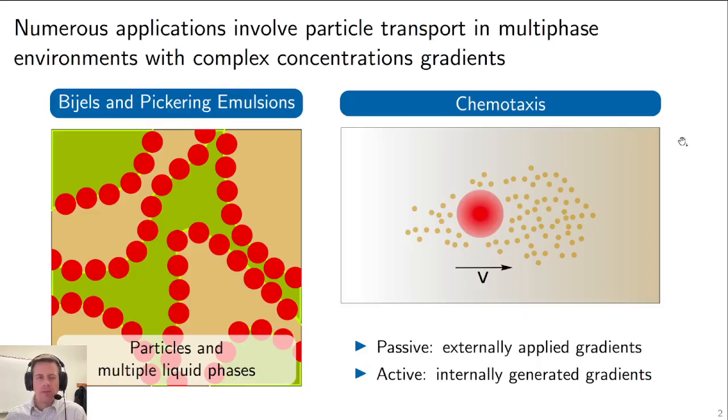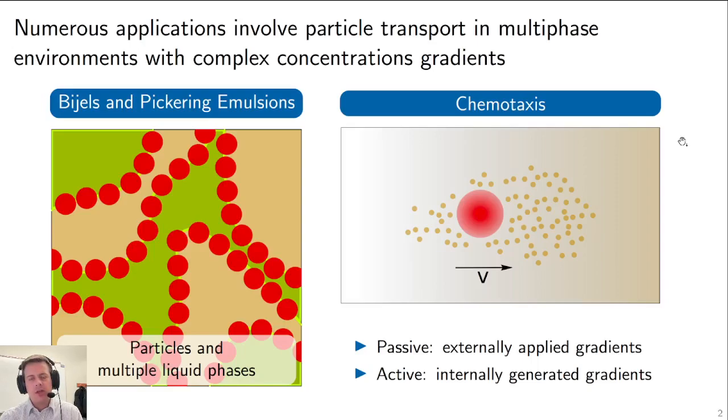So there are a lot of applications where you have colloidal particles with complex concentration environments. Two that I'm highlighting here are Pickering emulsions and bigels, and then chemotaxis. In Pickering emulsions and bigels, you have two liquid phases that are immiscible, and you have solid surfactants or solid particles that are neutrally wetting or close to neutrally wetting that go to the interfaces between them. And this gives these types of mixtures and emulsions unique properties that make them useful for industry. Bigels making solids and Pickering emulsions making liquids.